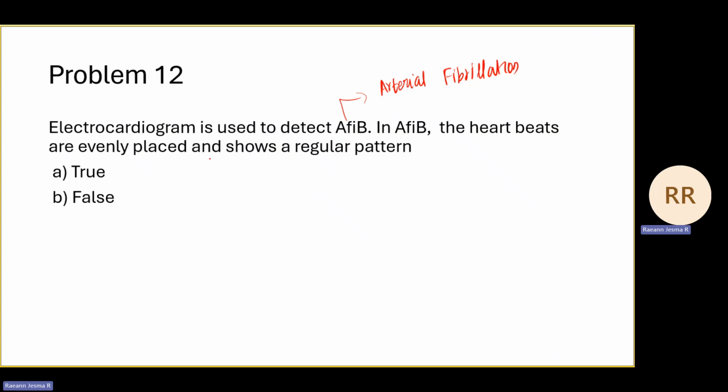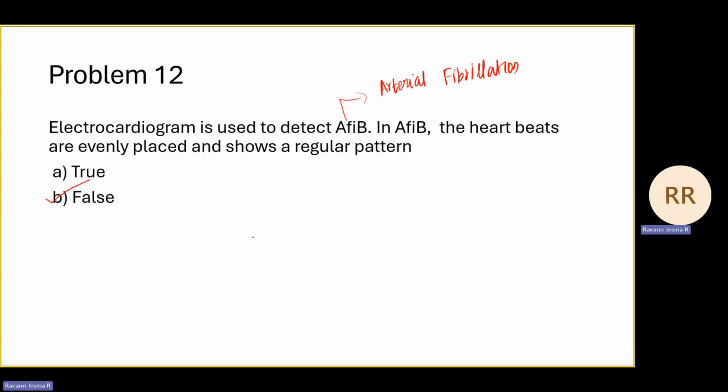If the heartbeats are evenly spaced and showing a regular pattern, then it is not atrial fibrillation. In atrial fibrillation, your atria does not contract as it should. Because of that, blood flow will not be proper. So that is what is called AFib. If you see your regular heartbeat, it consists of P waves, the QRS complex, and the T wave. If you're having atrial fibrillation, the pulse rate will not be regular.